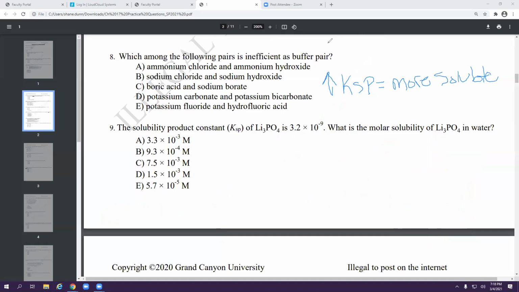Because you're going to get some numbers like 3.2 times 10 to the -40th. Is that thing soluble in water? No, because that's way smaller, right? So you're going to have to do some ranking questions in a little bit.